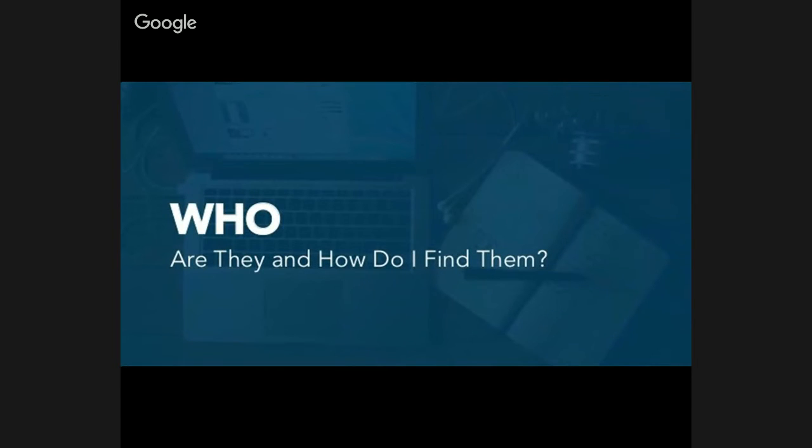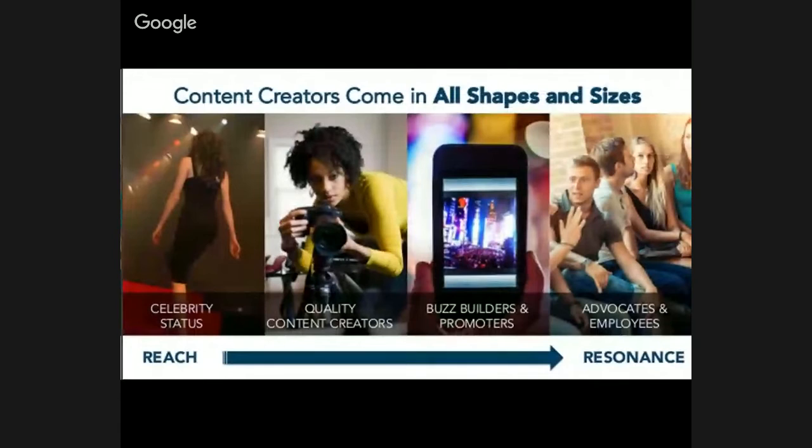So who are these people? Where do we find them? Again, if these are people creating content, remember, it's not just the celebrities we're talking about. We're also talking about people your age who can, and you should be joining them as part of this project, creating some quality content, people who create buzz. The whole idea is that celebrities always have reach.